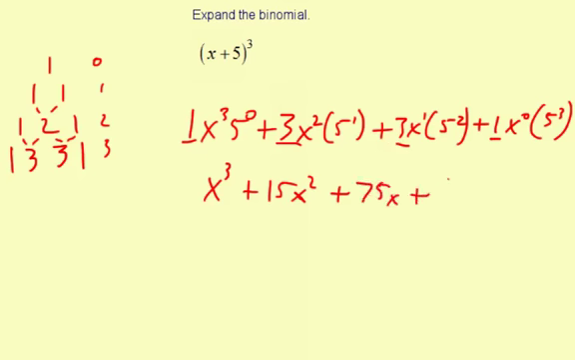and then plus 1 times x to the 0, well that's just a 1 here, so it's just 5 to the third, which is 125. So that is your expanded binomial.